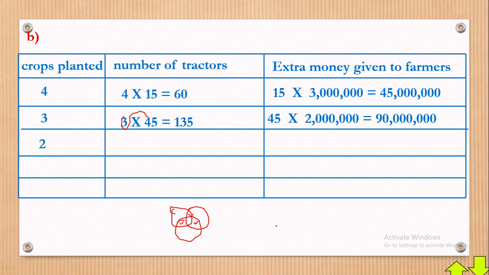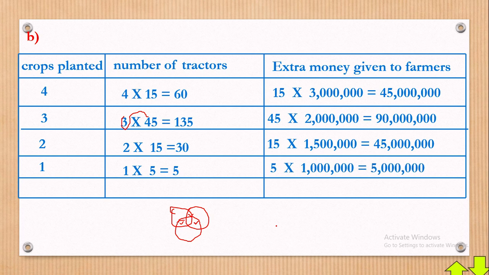We do the same for the next part. For 2 crops, it is 2 times 15 farmers. In terms of money, we shall get 15 times 1,500,000, which is 45 millions. Lastly, for 1 single crop, you realize that those who grow a single crop were given 1 tractor, but remember there were 5 farmers.